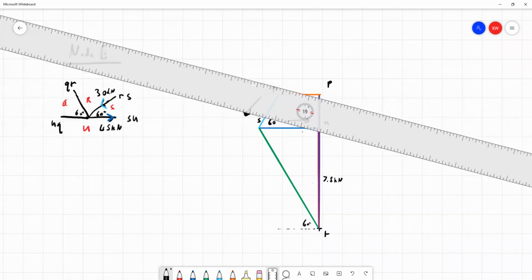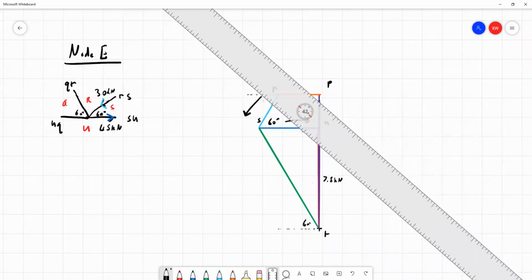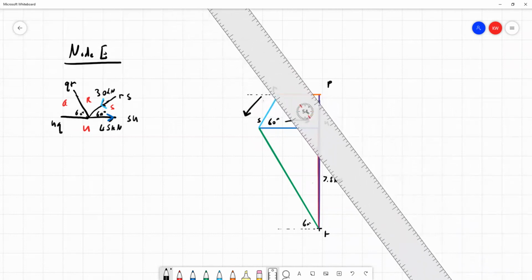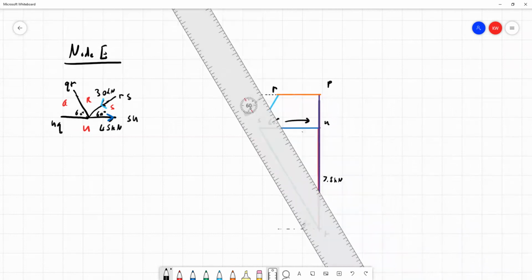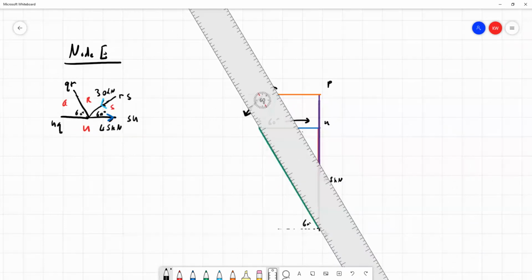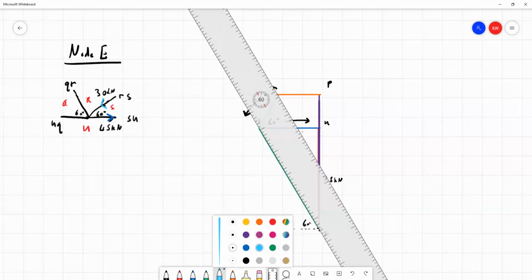So I'm going to measure up an angle of 60 degrees from the horizontal for this line QR, which must run in this slope, and it has to run through the point R. So I'll pick a new color here. I don't know if this is pink or magenta, one or the other. Let's use this one here.